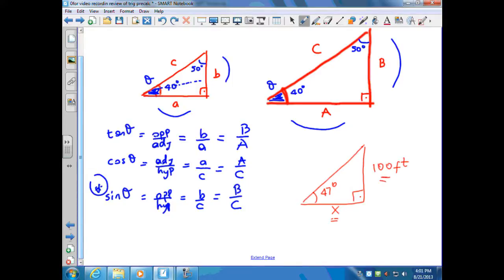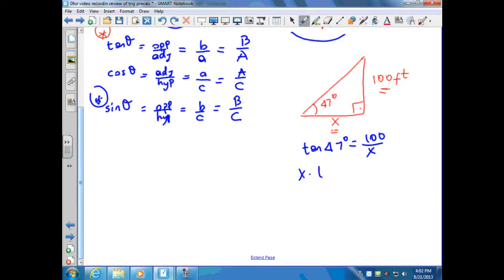That's opposite over adjacent. And which trig function is that? That would be the tangent function. So we can write tangent of 47 degrees equals 100 over x. And from there, we can get tangent of 47 degrees from the calculator. Let's multiply both sides by x. x times tangent of 47 degrees equals 100. Therefore, x equals 100 over tangent of 47 degrees.